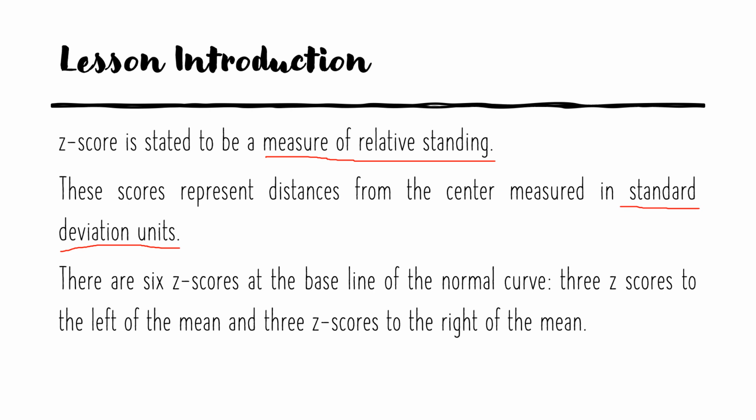Next statement: there are 6 Z-scores at the base of the normal curve. So there are only 6 Z-scores allowed in every normal curve. 3 Z-scores to the left of the mean, meaning these are negative Z-scores. There are 3 negative Z-scores and 3 Z-scores to the right of the mean. So these are positive Z-scores. So there are only 6 Z-scores allowed in every normal curve: 3 negative Z-scores and 3 positive Z-scores.